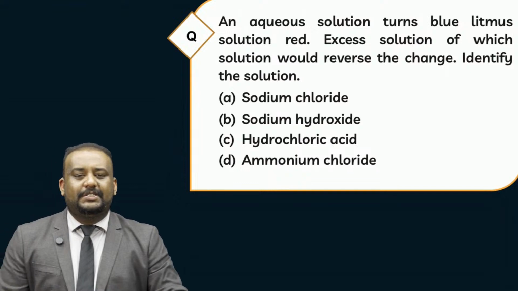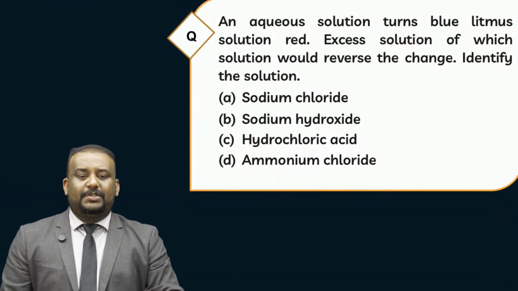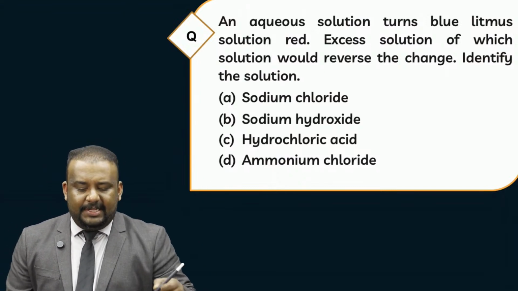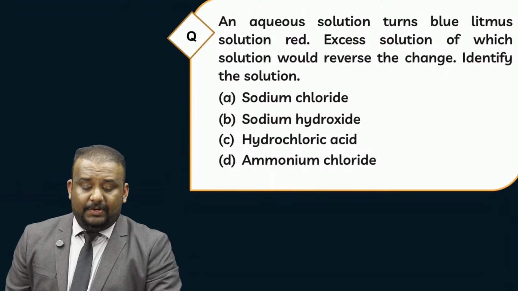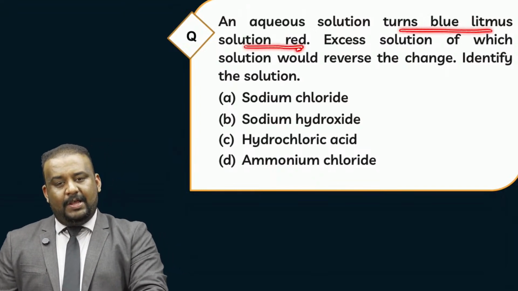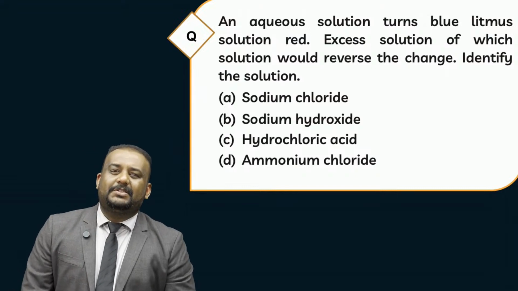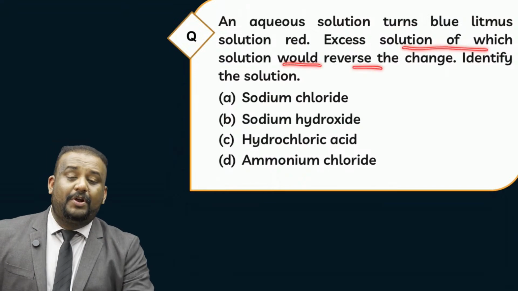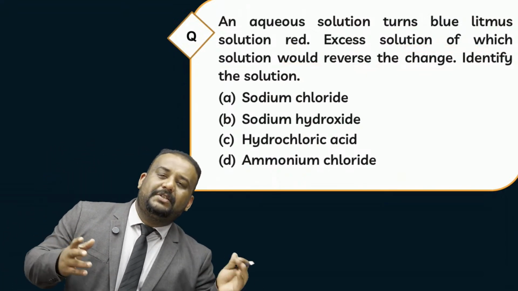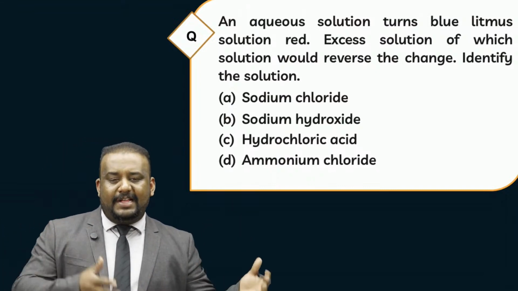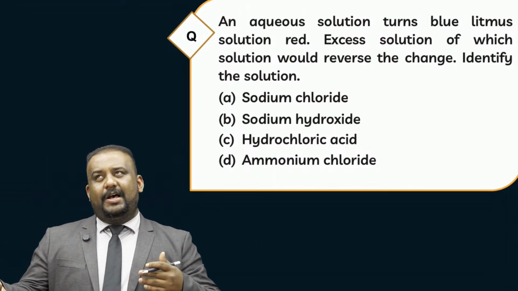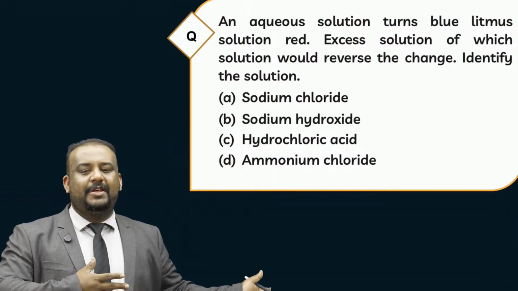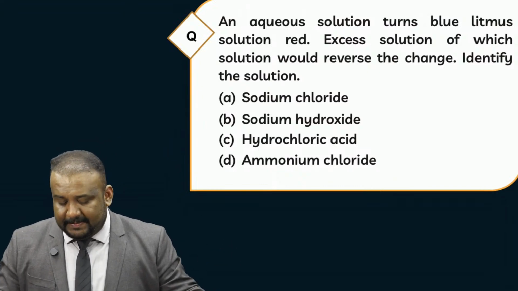An aqueous solution turns blue litmus solution red. Excess solution of which solution would reverse the change? Identify the solution. Again, a very easy question, a conceptual question. Who turns blue litmus red? Blue litmus is turned red by acids. So excess solution of which of the following would reverse the change? You know that if you want to reverse the change, you need to make it basic. So if an acid is there and you want to reverse it, you need to add a base, right? So our objective is, of the 4 options given here, find which is a base.